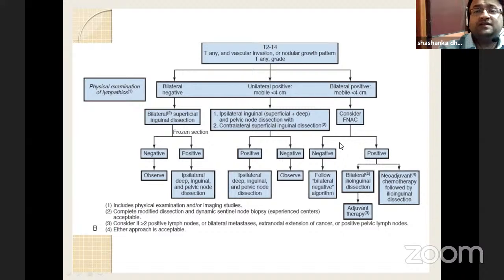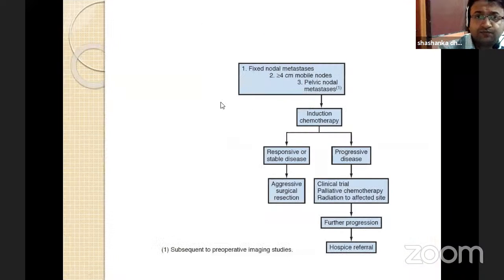So the details of these things may not be very important at the undergraduate level, but you should have a basic idea that the inguinal lymph nodes are managed based on a risk assessment of what stage the primary tumor is. If there's a fixed nodal metastasis, if the lymph nodes are more than 4 centimeters, or if there are pelvic lymph nodes on imaging, we first give an induction chemotherapy.